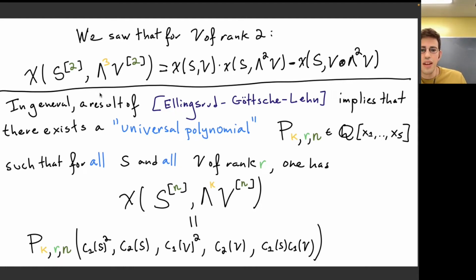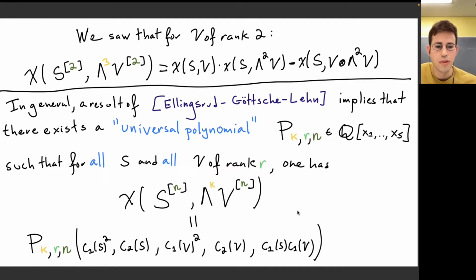It implies that there exists a universal polynomial that depends on some number k, some number r, and some number n. And it'll be a polynomial, in this case, in 5 variables. And the polynomial is universal in the following sense. For any S and for any V whose rank matches this r, the Euler characteristic of the kth exterior power of the tautological bundle associated to V on the Hilbert scheme of n points is given by this polynomial evaluated at the 5 Chern numbers one can extract from the surface and the vector bundle.